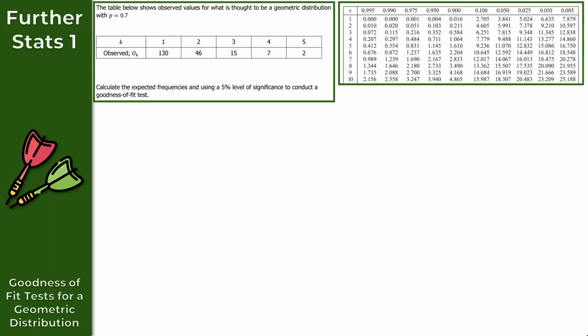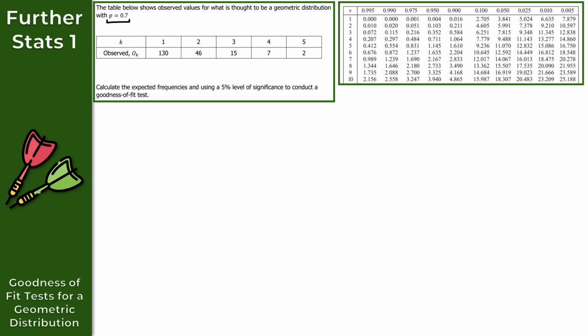Let's take a look then at this practice question here. So what do we have for this practice question? Well, we're told that the table below shows observed values for what is thought to be a geometric distribution with parameter P being equal to 0.7. Okay. And we can see the table here below showing our observed values. So this question asks us to calculate the expected frequencies and, using a 5% level of significance, to conduct a goodness of fit test. So where do we begin here?